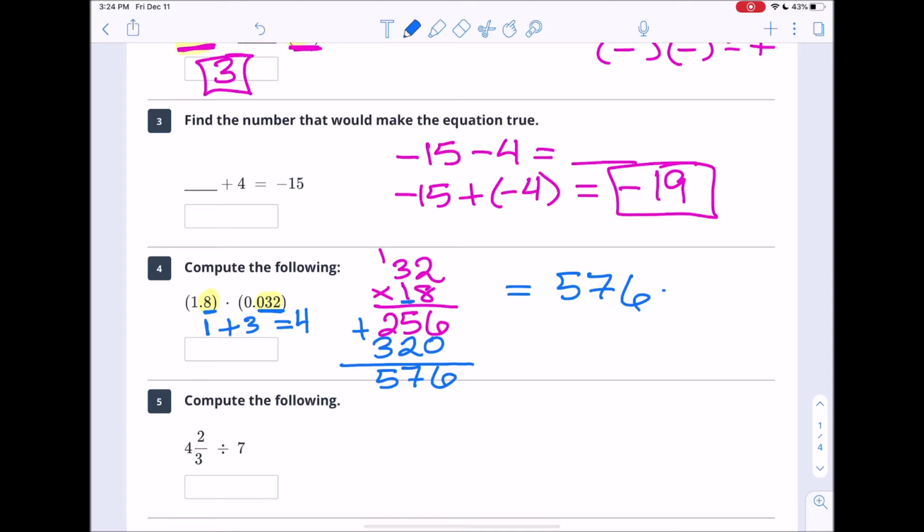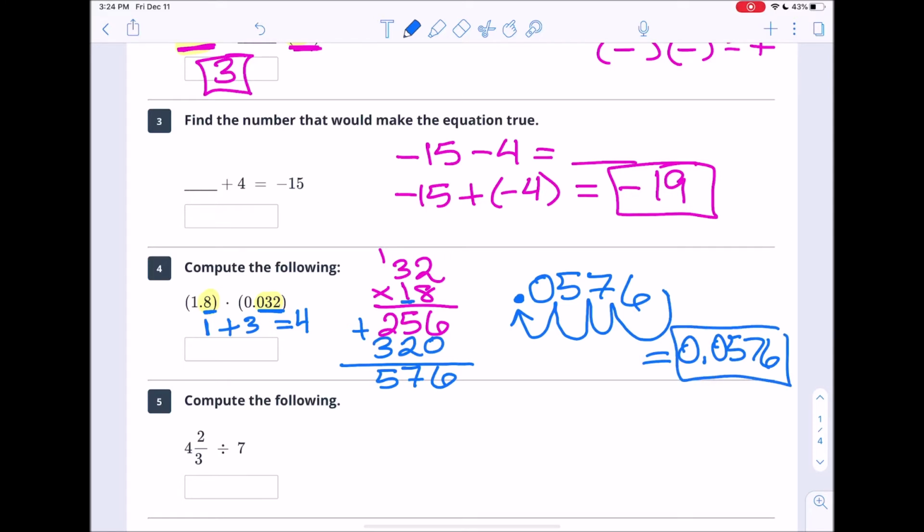So I start all the way at the end on the right side and I go in 4. 1, 2, 3. Oops, I ran out of numbers. So anytime you run out of numbers, that's okay. You just add a 0, 4. And our decimal is going to go there. So our final answer is going to be 0.0576. Okay.